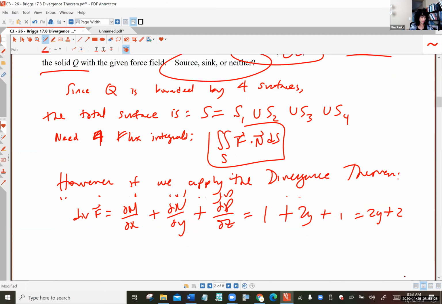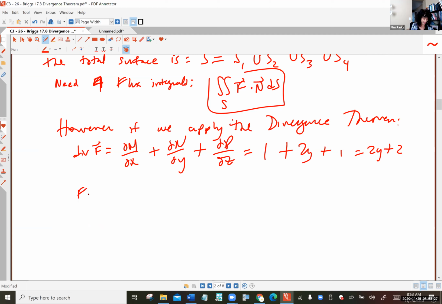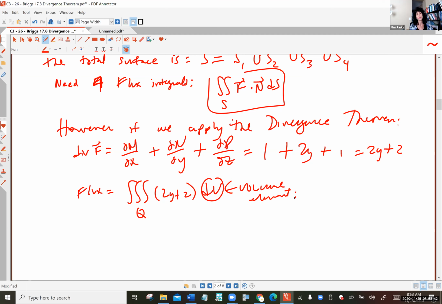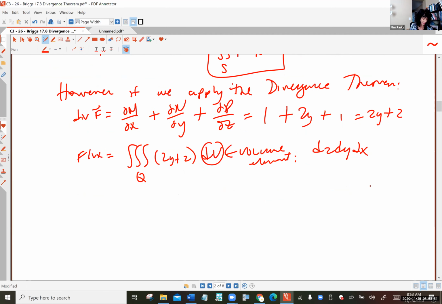Fantastic. So then the total flux is going to be equal to this triple integral over the solid of 2y plus 2 dV, where dV represents the volume element. And the volume element for rectangular coordinates gets converted to what? dz dy dx. Thank you. Yeah, that's my personal favorite order of integration too. So I'm going to have to put limits on this triple integral. You guys know the deal. So put it in that order.